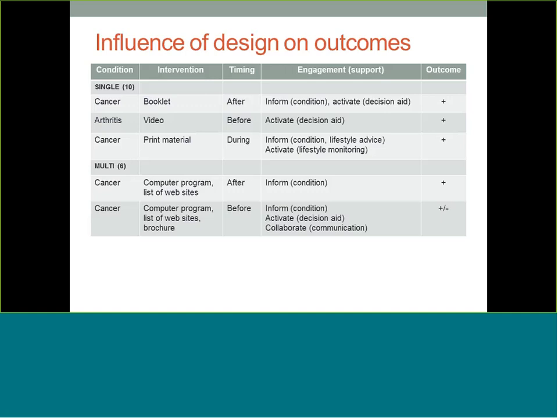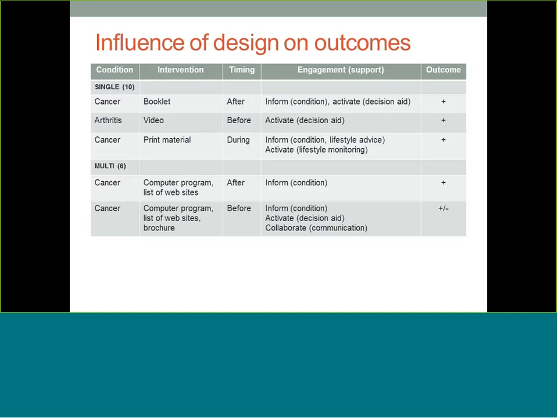In the systematic review, we tried to identify what were the characteristics of the patient-mediated interventions that may have influenced outcomes. Now, we were not able to pool the outcomes. They were quite heterogeneous in terms of the study designs and the outcomes they reported. As a way of describing the outcomes, we labeled them.